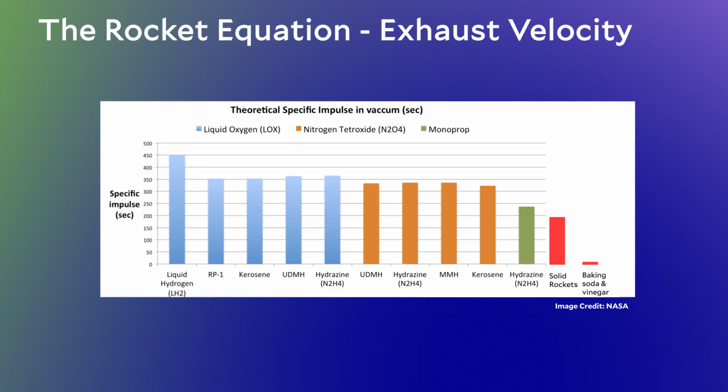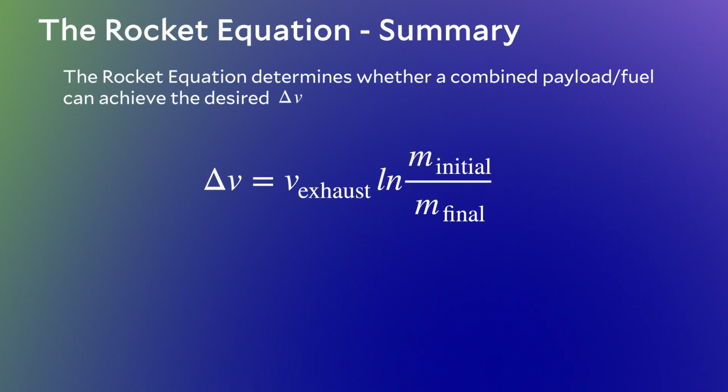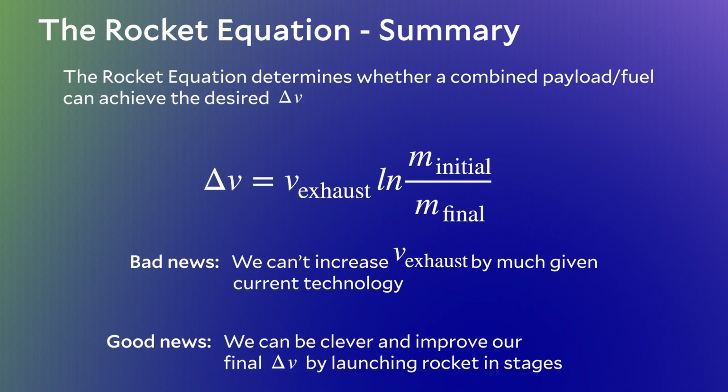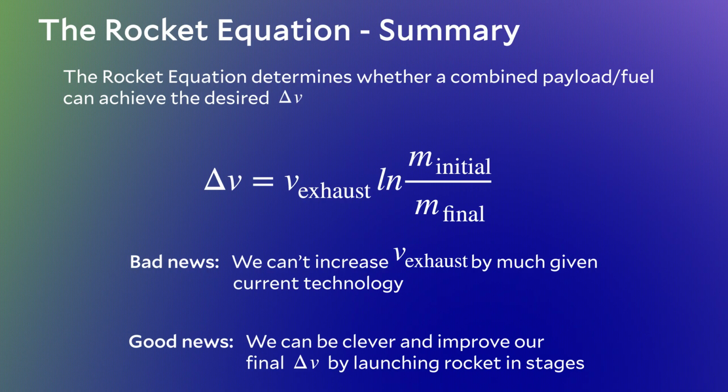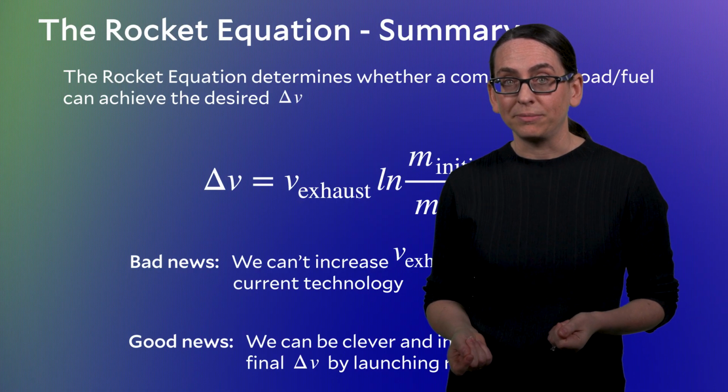It's pretty brutal. Taking another look at the equation, we can try and figure out where we might be able to do better, and the bad news is that we just can't change the exhaust velocity given current technology. It's really difficult, and we've pushed that about as far as we can go. The good news is that we can be kind of clever and improve our delta V's by launching rockets in stages, and that's what we're going to focus on in the next segment.